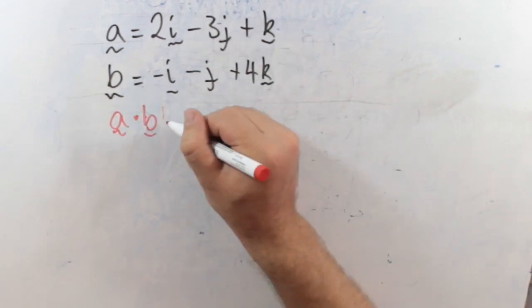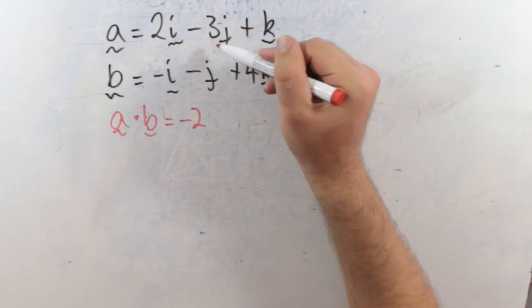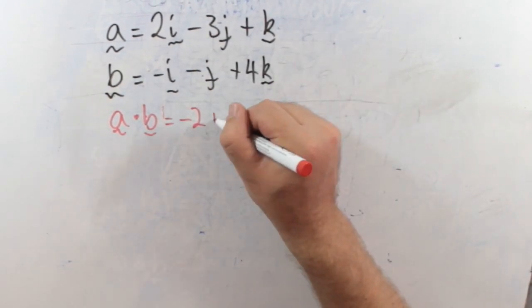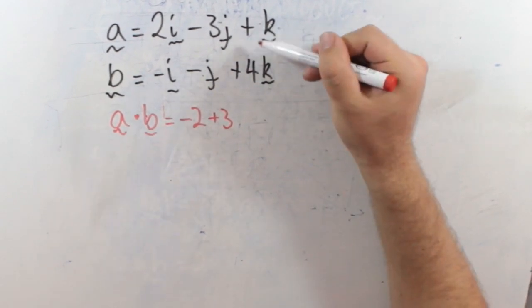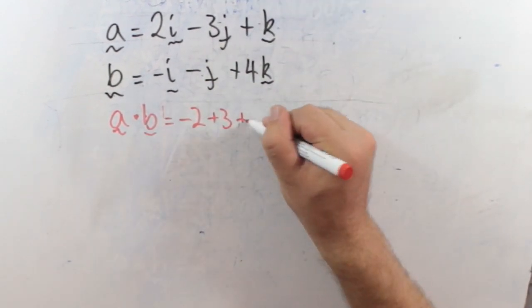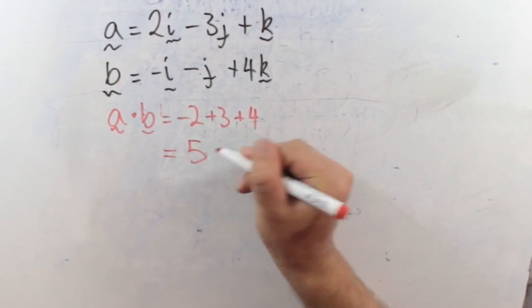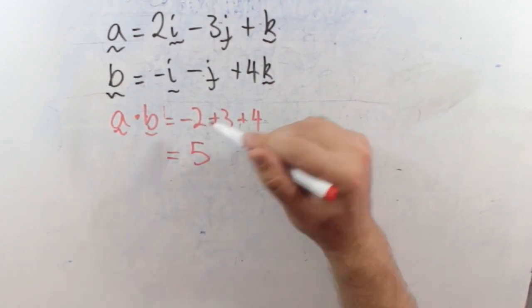I got 2 times negative 1, that's just negative 2. Negative 3 times negative 1, that's positive 3. And then 1 times 4 is 4. So I get an answer of 5. I think I've done that right. 7 minus 2 is 5.